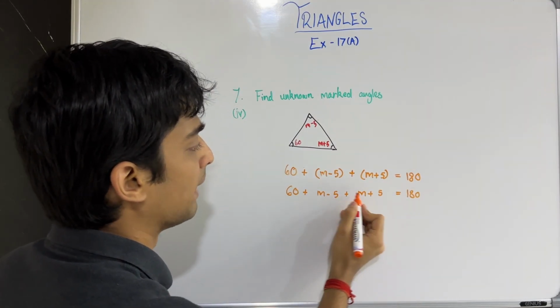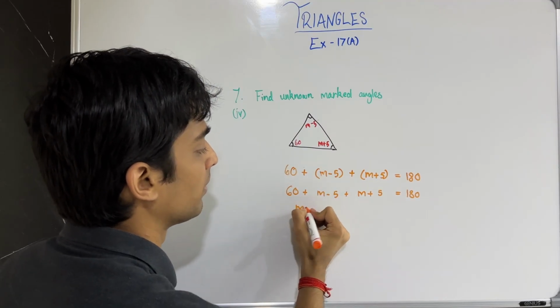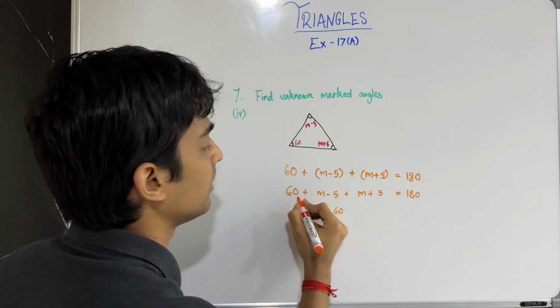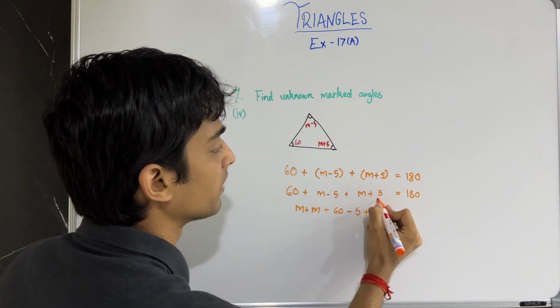Now m plus m becomes 2m. We can get the m together, so m plus m, and take the numbers on one side. Plus 60, take the number with the sign, minus 5 plus 5.